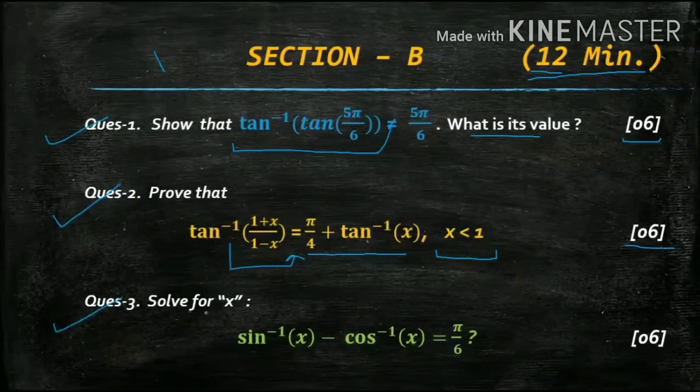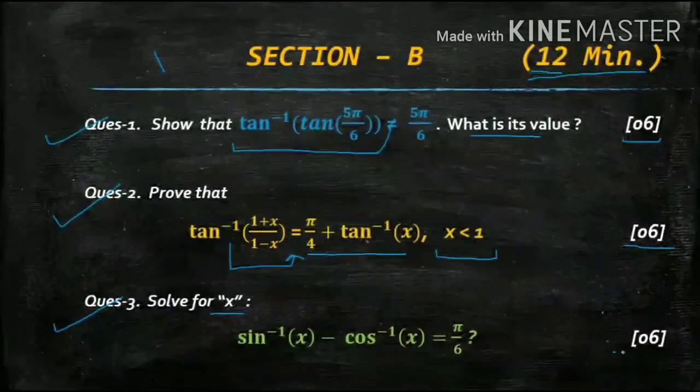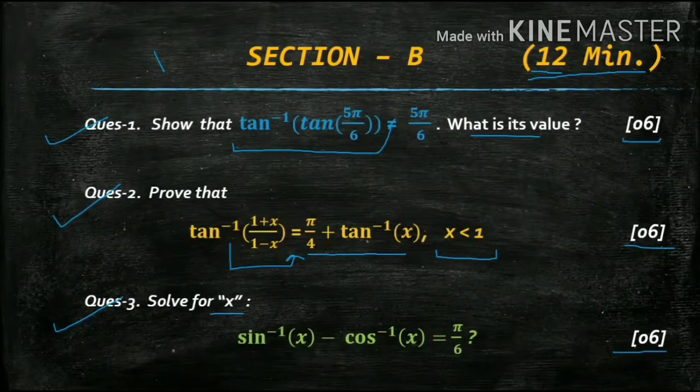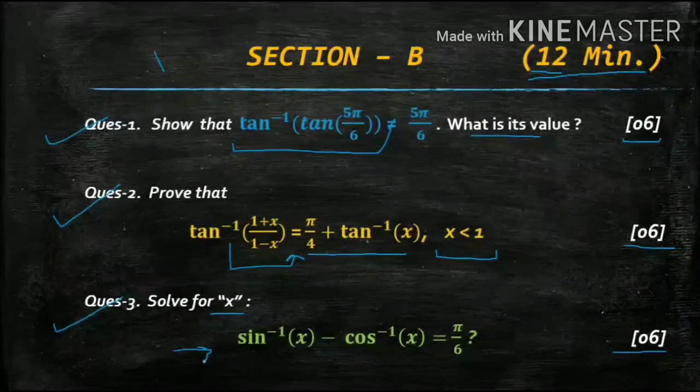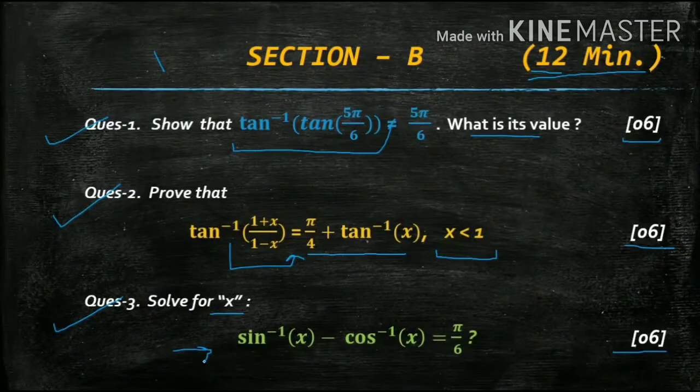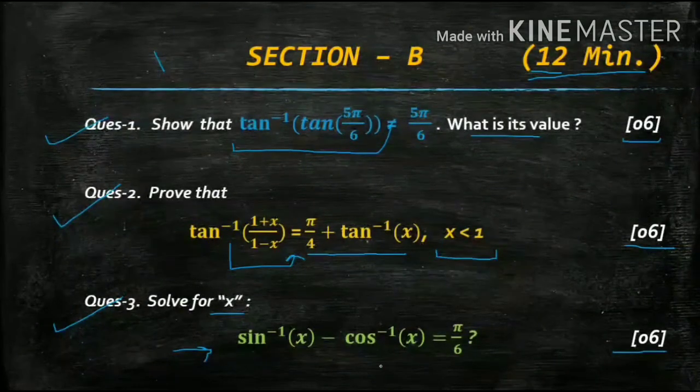Question number 3 is, you have to solve for x in this expression: sine inverse x minus cos inverse x equals pi by 6. It's also 6 marks. Basically, I don't want to give this question 6 marks, but I give it to you because this is a very trivial question. It just uses a very simple property, and if you know that, you are done. You are simply getting 6 marks very easily. So according to me, don't forget this third question. This is very easy. If you want, you can skip the second question as a choice.